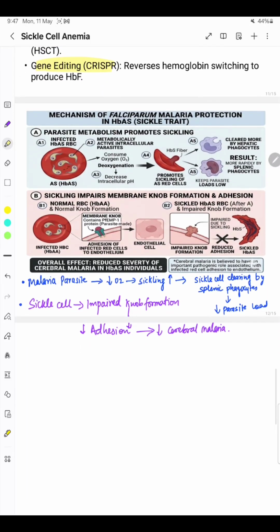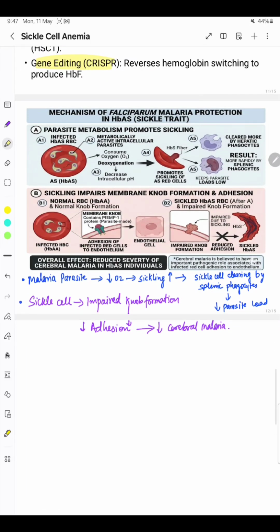Now we will see the mechanism of falciparum malaria protection in sickle cell individuals. Normally, the malaria parasite consumes oxygen inside the RBC and causes a condition of hypoxia or deoxygenation, which induces sickle cell formation, and these sickle cells with parasite are cleared by the phagocytes of the spleen. So this decreases the load of parasite.